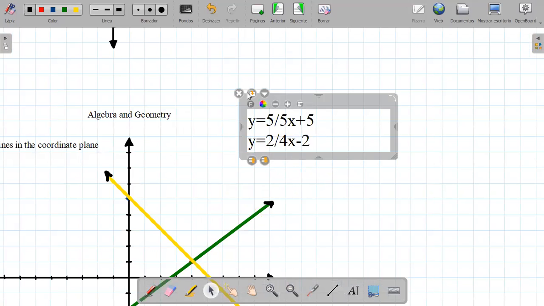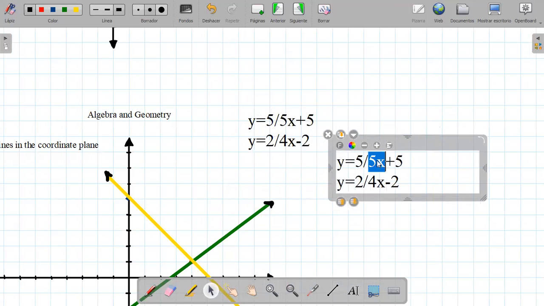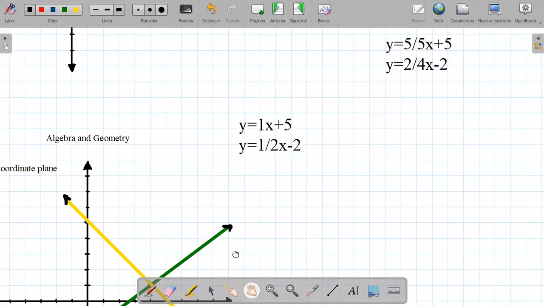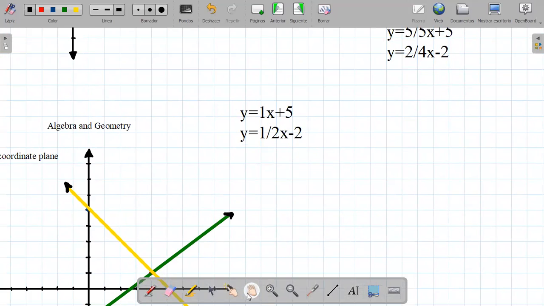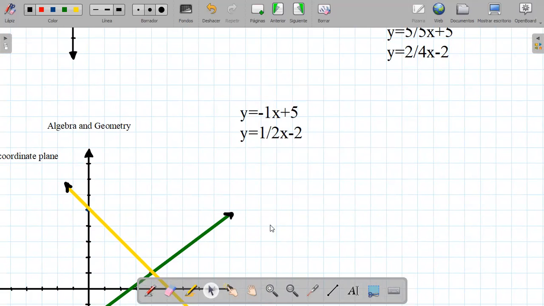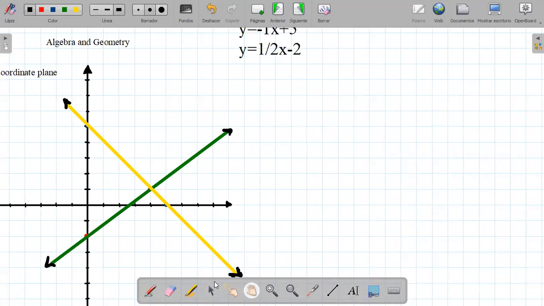Claro, algunos dirán, pero ¿por qué no simplificó un poquito más ahí? Está bien. 5 sobre 5 es lo mismo que 1. 2 sobre 4 es lo mismo que 1 medio. 1 medio de x menos 2 para la primera ecuación y 1x más 5 para la otra. Perfecto. Bueno, creo que sería negativo 1 porque va hacia abajo. Acá, negativo 1. Esto es un sistema de ecuaciones lineales.